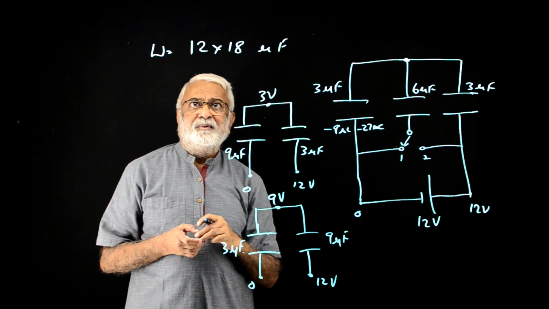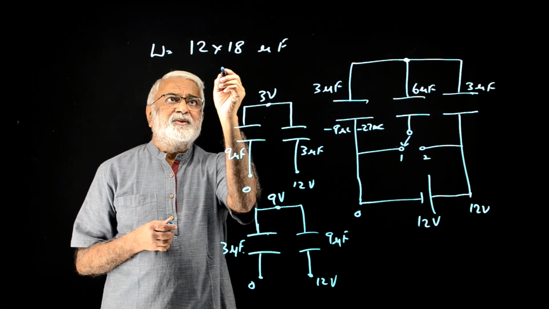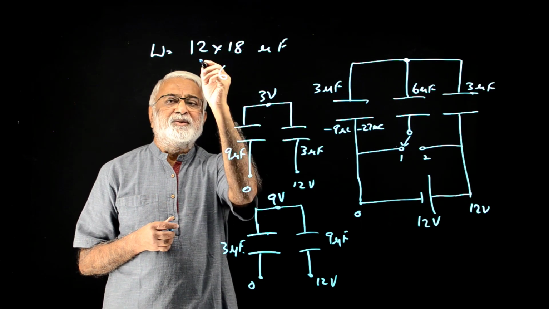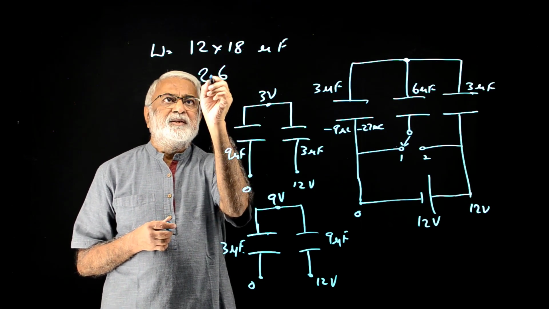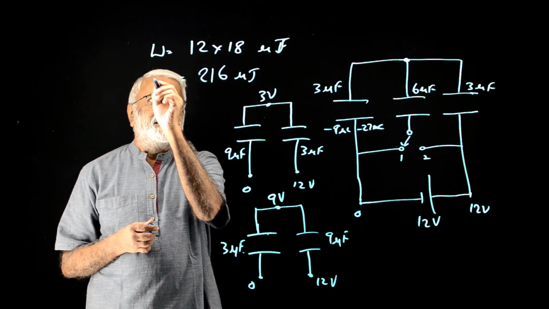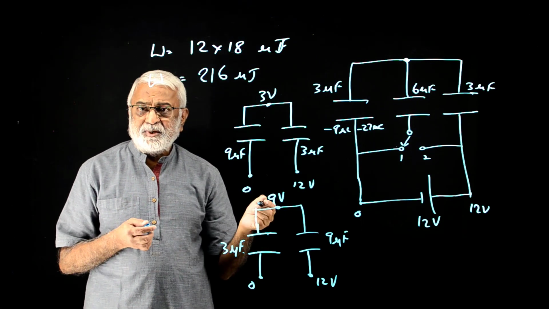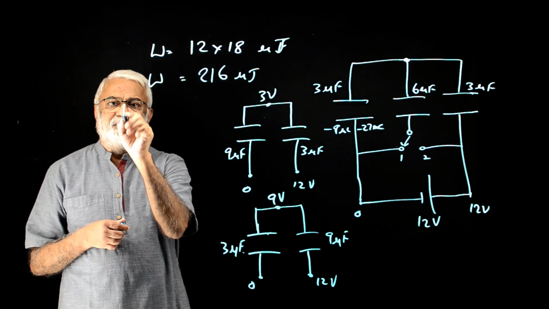microjoule. That's how much? 12 into 18 is 216 microjoule. Sorry, this should be microjoule. This is the work done. And this is the heat evolved, because there is no change in potential energy. What is work done? What is heat evolved?